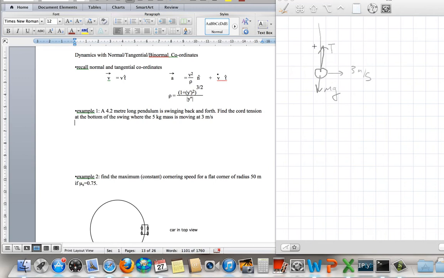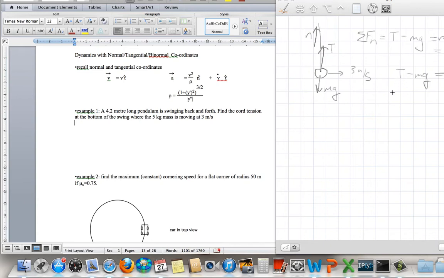Of course, the inwards direction is the normal direction. So when we write a force equation, the sum of the normal forces is T minus mg. That's got to equal the mass times the normal acceleration. But of course, the normal acceleration is v squared over rho. But in this case, we're moving in a circle, so the radius of curvature is the same as the radius of the circle. And so this is the applicable force equation.